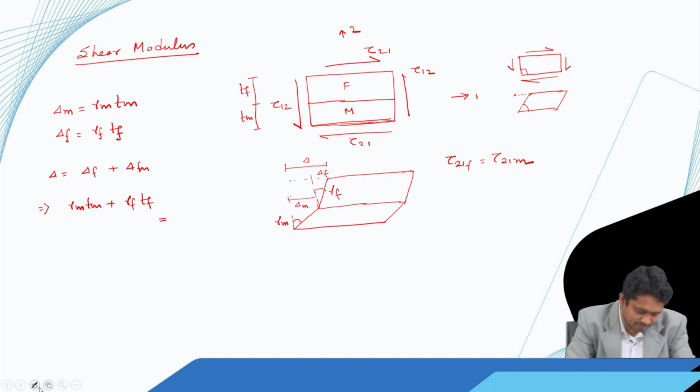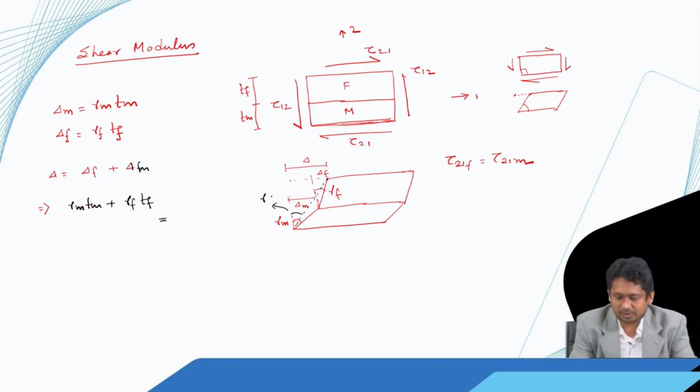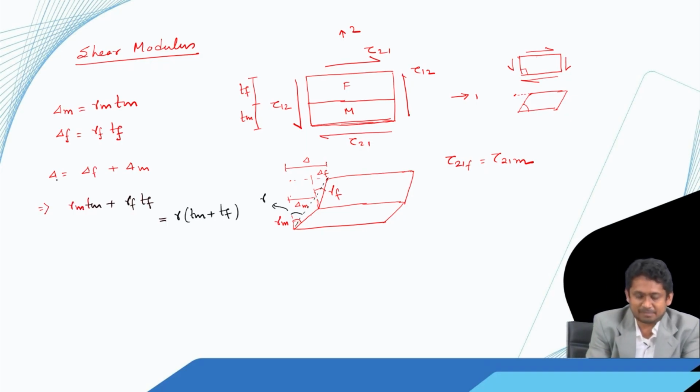Now, what we do is we would assume that there is an equivalent shear strain working, and that shear strain we can call just gamma or gamma c. So, that gamma multiplied by this total dimension Tm plus Tf is going to give me the total delta, which is a combination of delta f plus delta m.